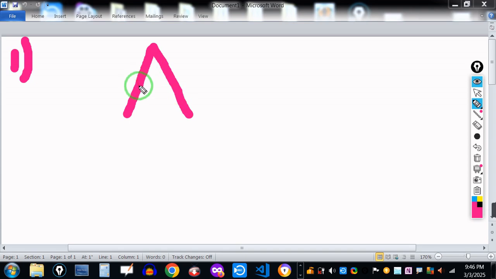This is A, is called base, B-A-S-E in this topic. We repeat that very same base. Do not use any other letters.